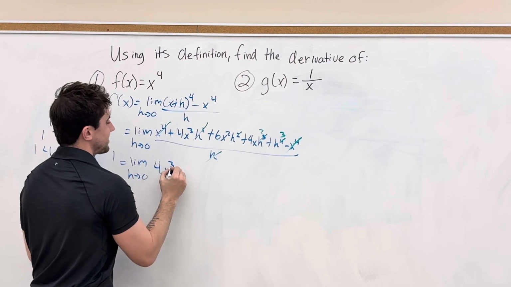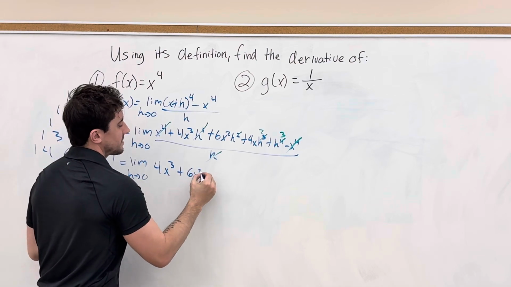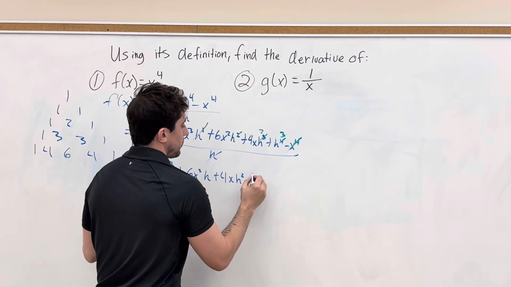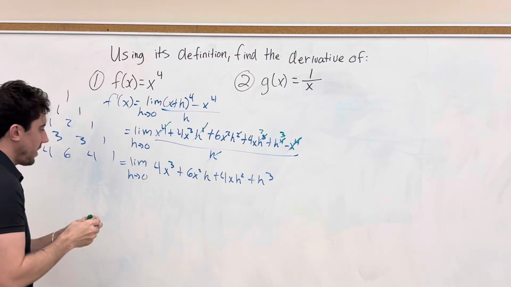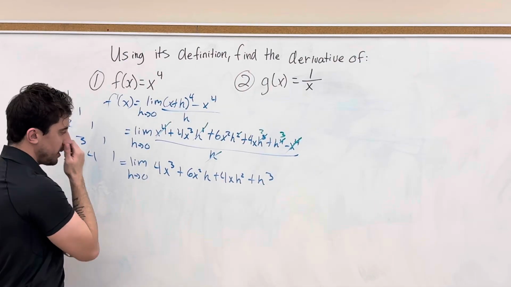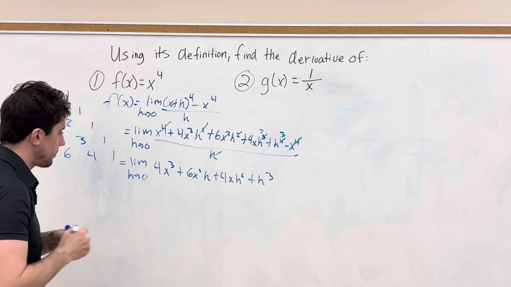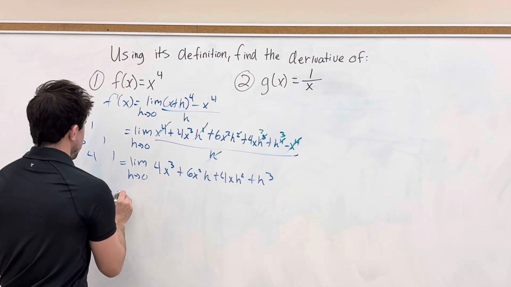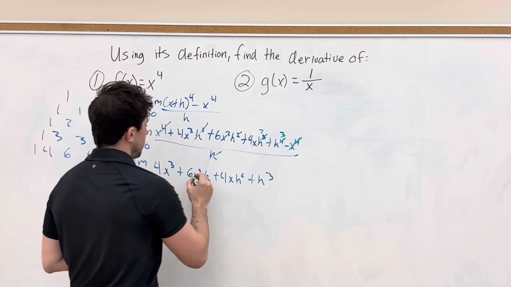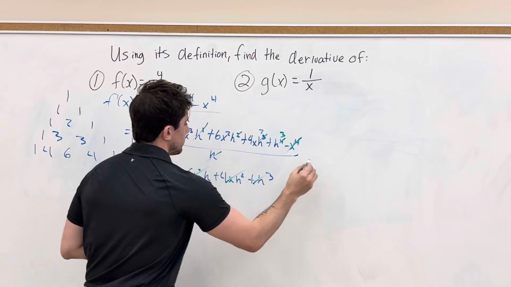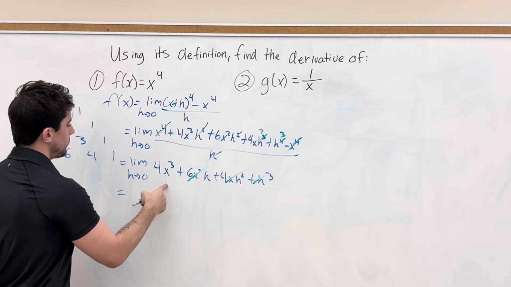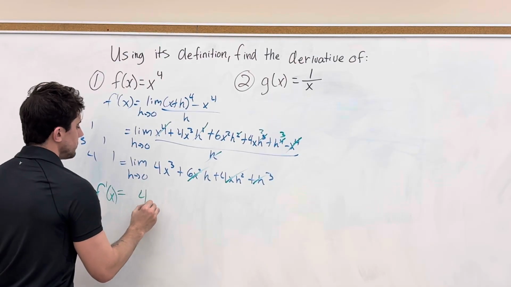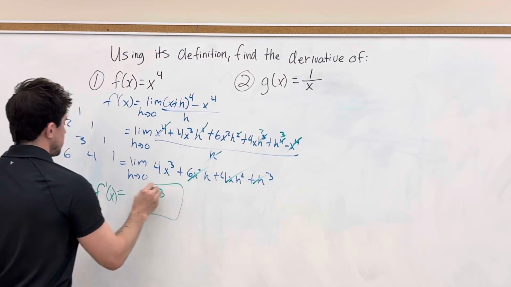That's 4x cubed plus 6x squared h plus 4x h squared plus h cubed. And now finally, since we have no more denominator, we can apply this limit as h goes to 0 by plugging in the value of 0 in for h. And since h is going to 0, all the terms that have an h in it go to 0 as well. And so all that we are left with for the derivative f prime of x is 4x cubed.